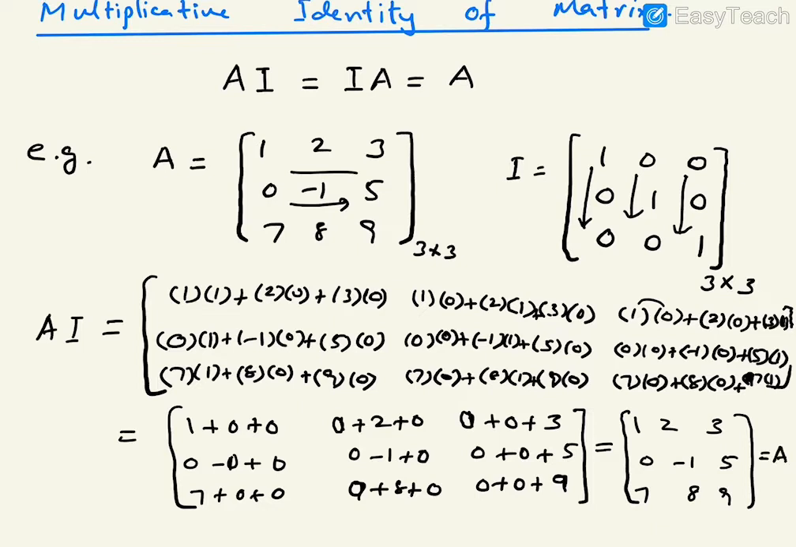So the identity matrix will be the multiplicative identity of any matrix. And here you know that an identity matrix is always a square matrix. So either it will be of order 2 into 2 or 3 into 3 or even 1 into 1.